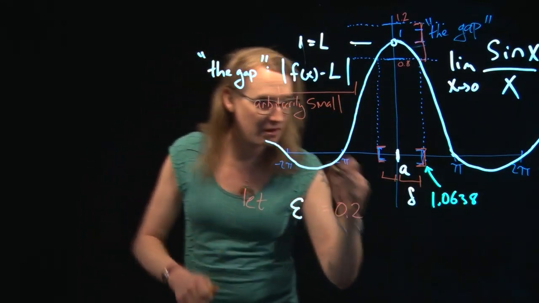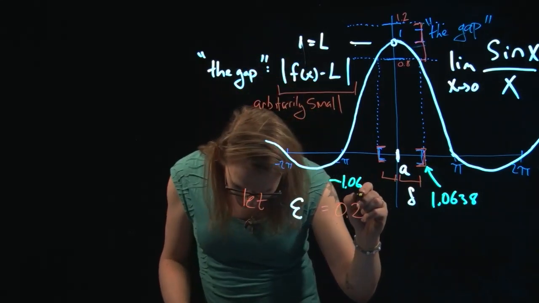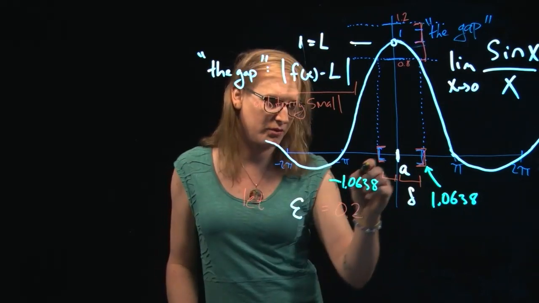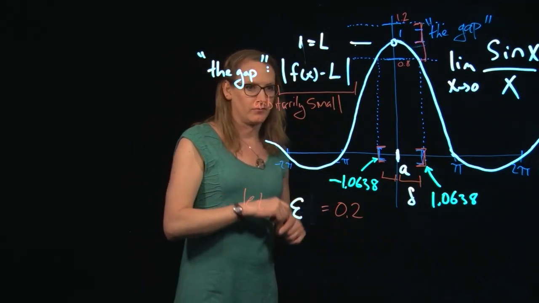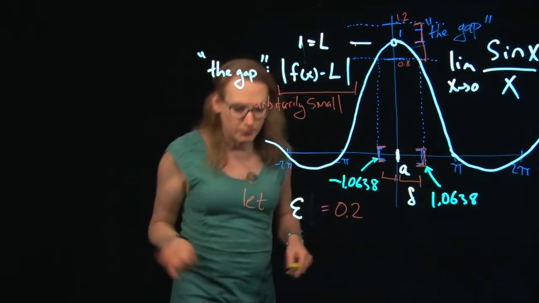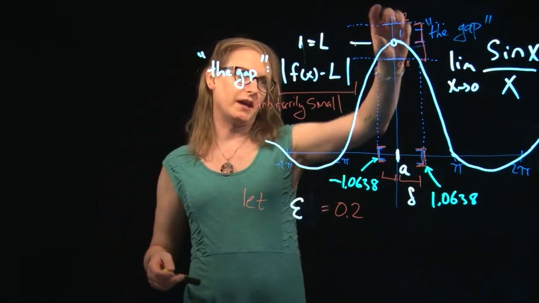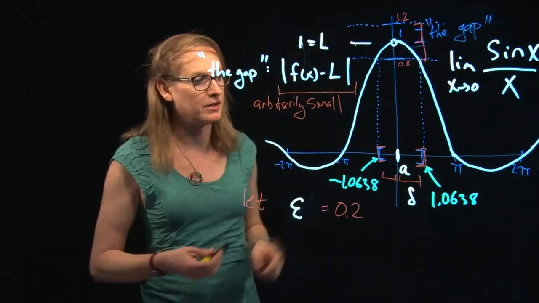It says minus 1.0638. Yep. Sweet. And that's this value here. Okay. And both of those function values are bigger than 0.8, so they're within 0.2 of this value 1, the limiting value, the proposed limit.